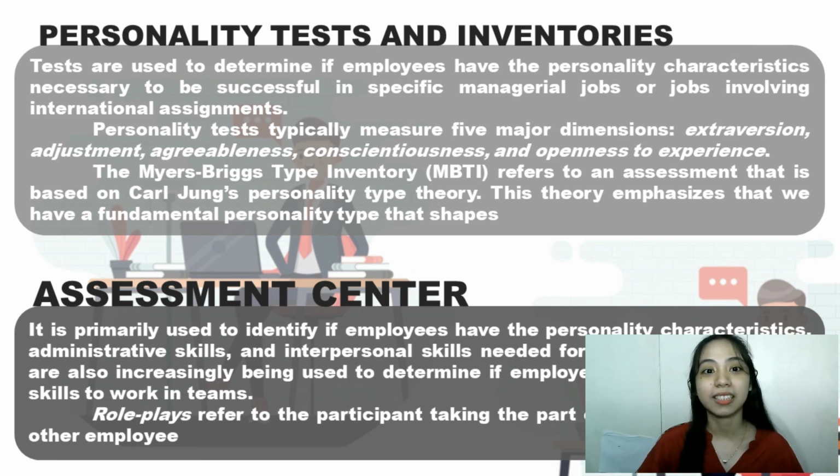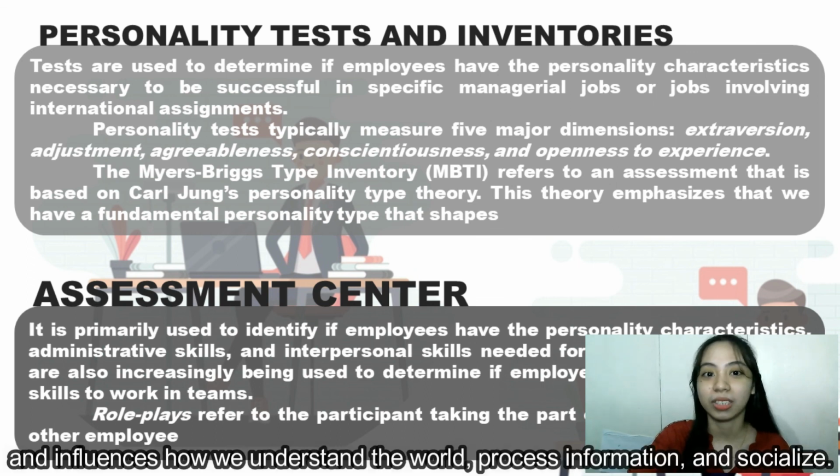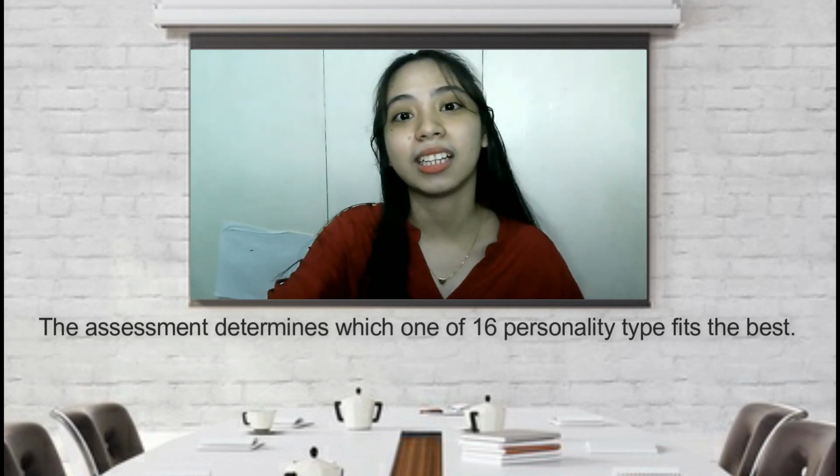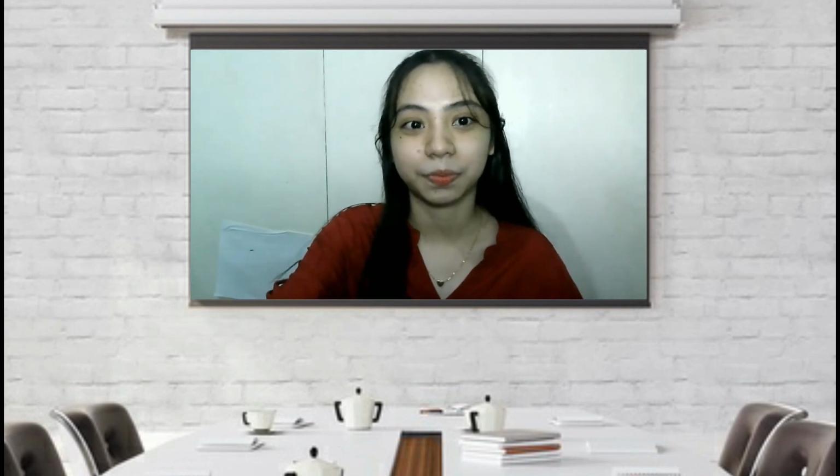The Myers-Briggs Type Inventory, which was mentioned earlier, refers to an assessment that is based on Carl Jung's personality type theory. This theory emphasizes that we have a fundamental personality type that shapes and influences how we understand the world, process information, and socialize. The assessment determines which one of 16 personality types fits best.